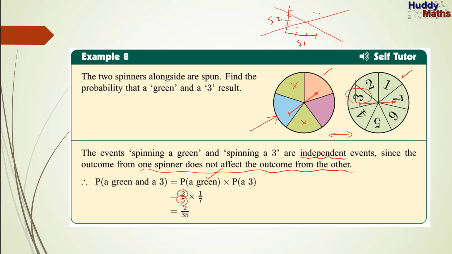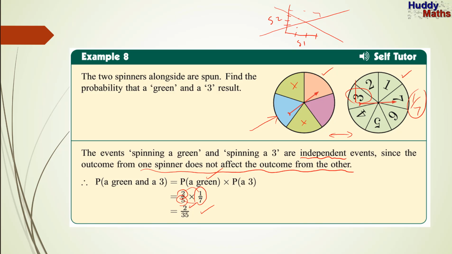It would only be 1 out of 7 is a 3 here. So a 7th of the time, so a 7th of 2/5. 2/5 times 1/7. Get it? Is here 2 over 35. Remember the fractions here. 2 times 1 is 2. 5 times 7 is 35.